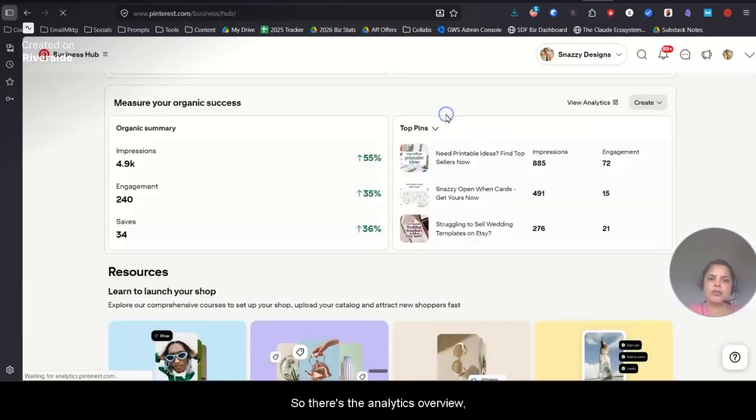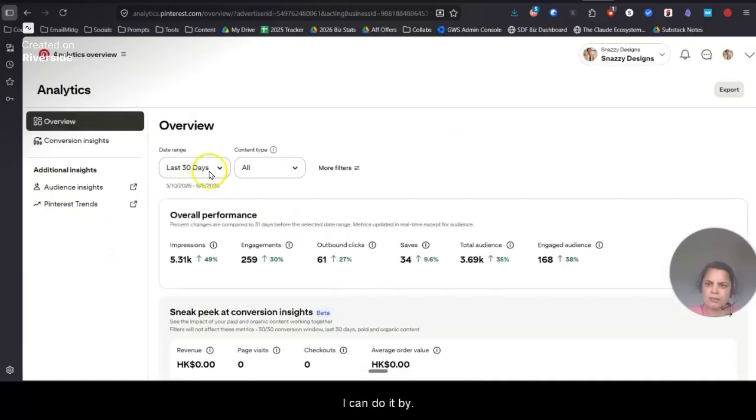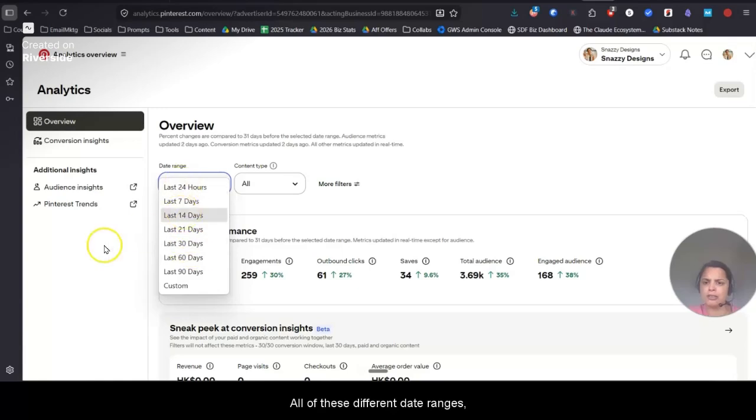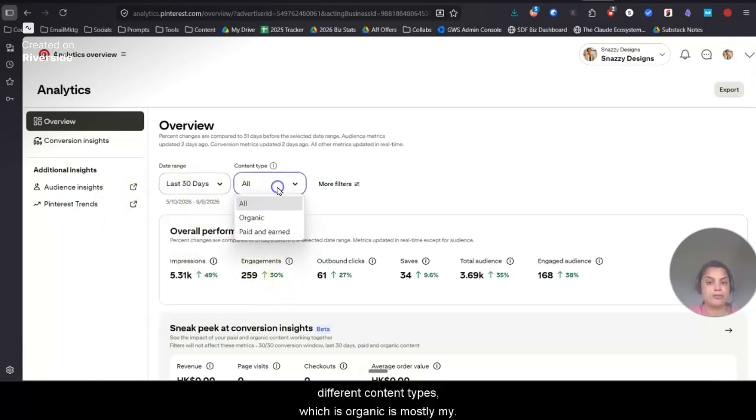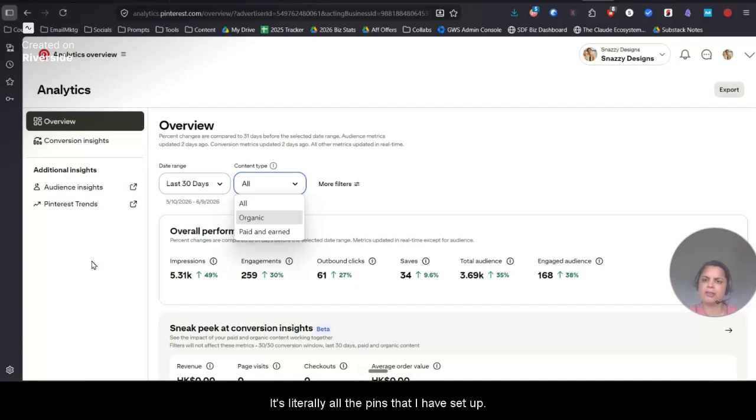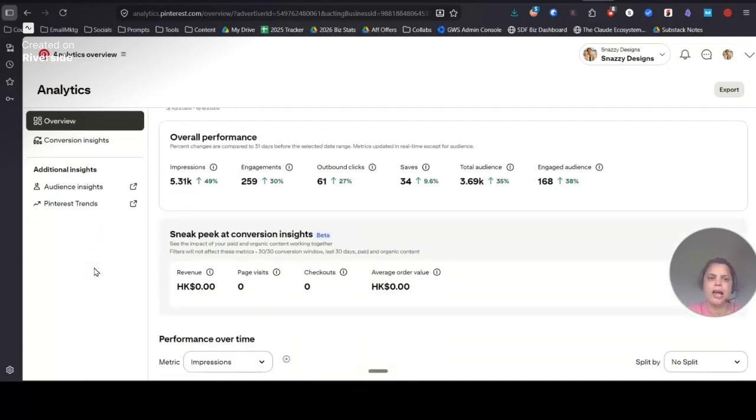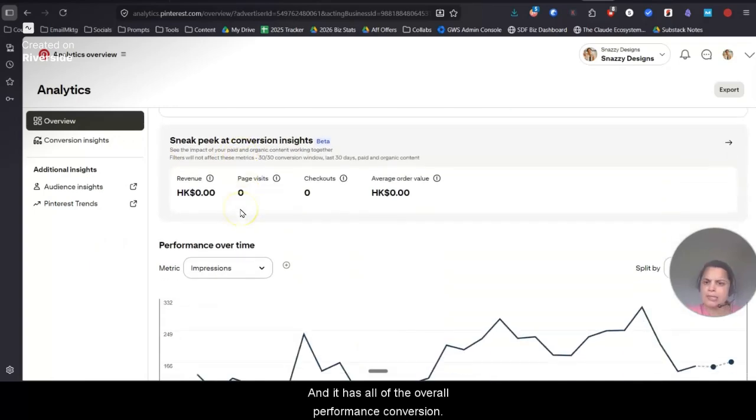So there's the analytics overview, which I can do by all of these different date ranges, different content types, which is organic, which is literally all the pins that I have set up. If I had Pinterest ads, it would show paid pins as well. And it has all of the overall performance. Conversion, of course, it doesn't have it here because it's not showing me the Shopify ones, but it does here. It has been disconnected from WooCommerce, so that's something I need to check.